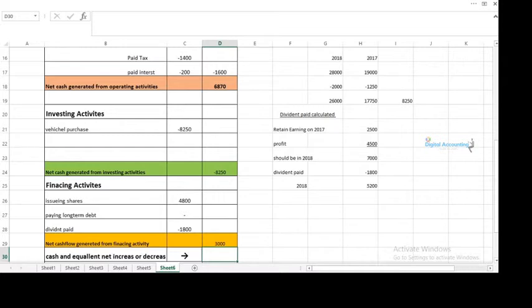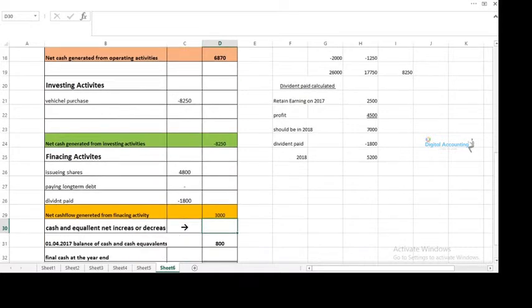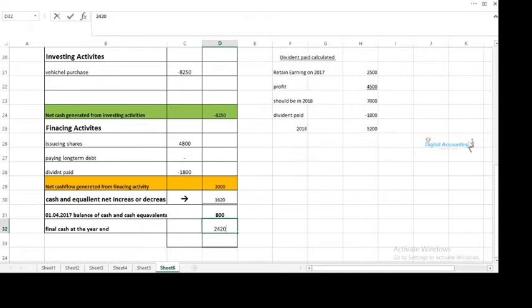So if you tally these three values, you will get the cash and cash equivalent increase or decrease. Here you take 6,870 first as positive, the second is net investing activities minus 8250, and the net cash flow from financing. If you tally this amount, you will get the increase or decrease. Here it is an increase value of 1620. If you add this to 800, you will get the amount 2420. So in your financial position, this value must be the same.